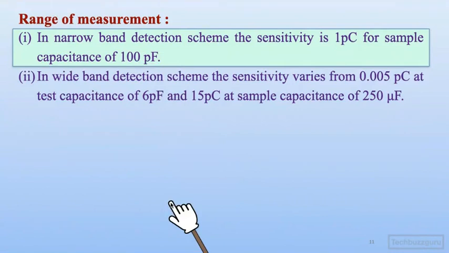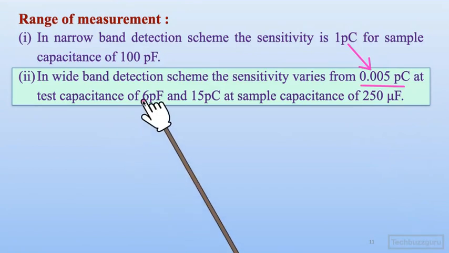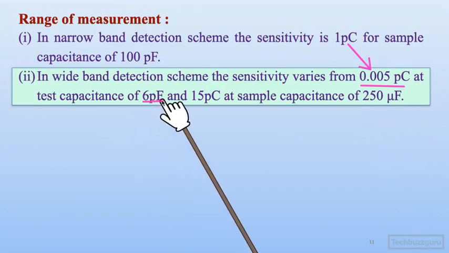Right. So next is the wide band detection scheme, wherein the sensitivity is 0.005 picocoulomb. So you can clearly see there is a drastic increase from narrow band to wide band. It's a much higher accuracy. This is nearly 200 times the accuracy as compared to that of narrow band detection, and it is applicable for test capacitance up to a value of 6 picofarad.